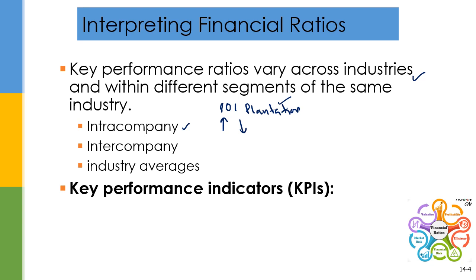And the next one is the intercompany. Intercompany means comparison with other companies, to provide insight into the company's competitive position. Right, so we have IOI Plantation, and then we're going to have another company, for example, Sime Darby Plantation.